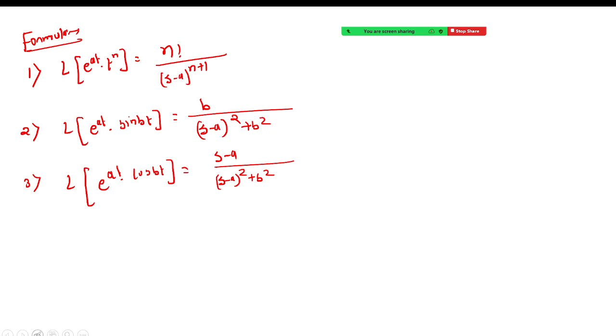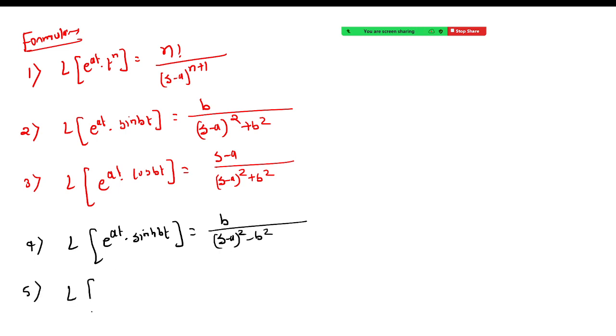A similar formula is there that I have discussed with you earlier: Laplace of e to the power at into sine hyperbolic bt is equal to b divided by (s minus a) whole square minus b square. The fifth formula is Laplace of e to the power at into cos hyperbolic bt. That will be equal to s minus a divided by (s minus a) whole square minus b square, right? These formulas are very important and you should understand them, right?